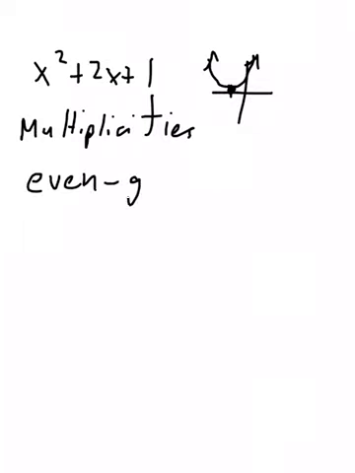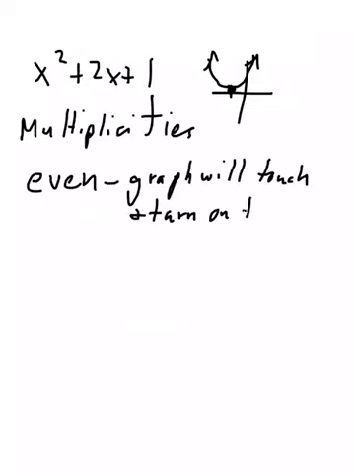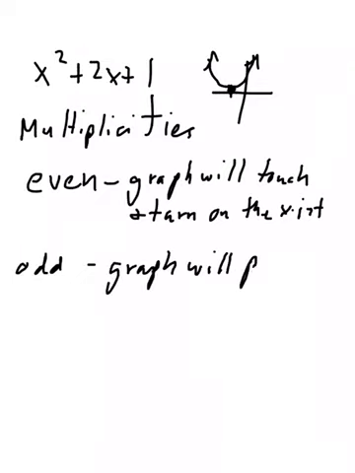the graph will touch and turn on the x-intercept. If the multiplicity is odd, the graph will pass right through. Okay, so let's take an example.